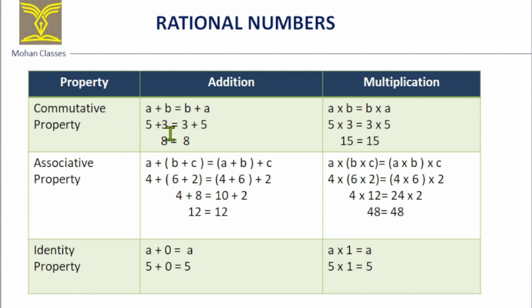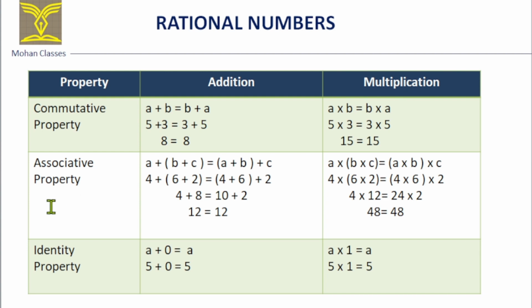So 5 plus 3 is equal to 3 plus 5. That means 5 plus 3, 8. 3 plus 5, 8. So it is applicable for addition. So commutative property applicable for addition. Similarly, multiplication. A into B is equal to B into A. That is 5 into 3 is equal to 3 into 5. That is 15 is equal to 15. It is also applicable for multiplication.